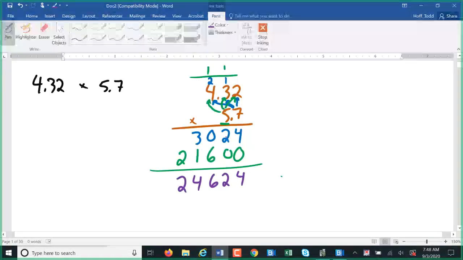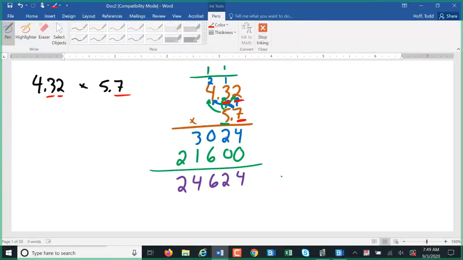Now, to place the decimal point, what we've been taught to do is count in our problem 1, 2, 3 total decimal places. Might be easier over here so it's not all crowded up. There's 3 decimal places in that problem. We have to have 3 decimal places in our answer. So starting at the end of the number, we count backwards, 1, 2, 3. That's where my decimal point has to go, 24.624.